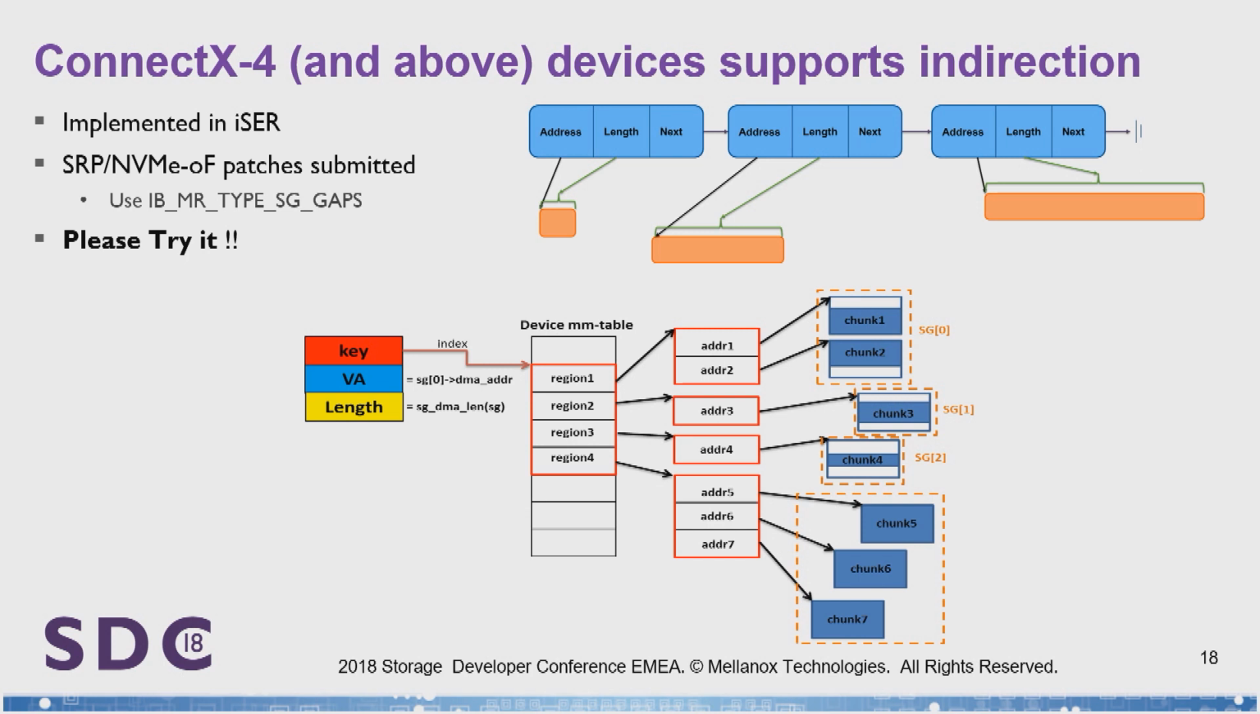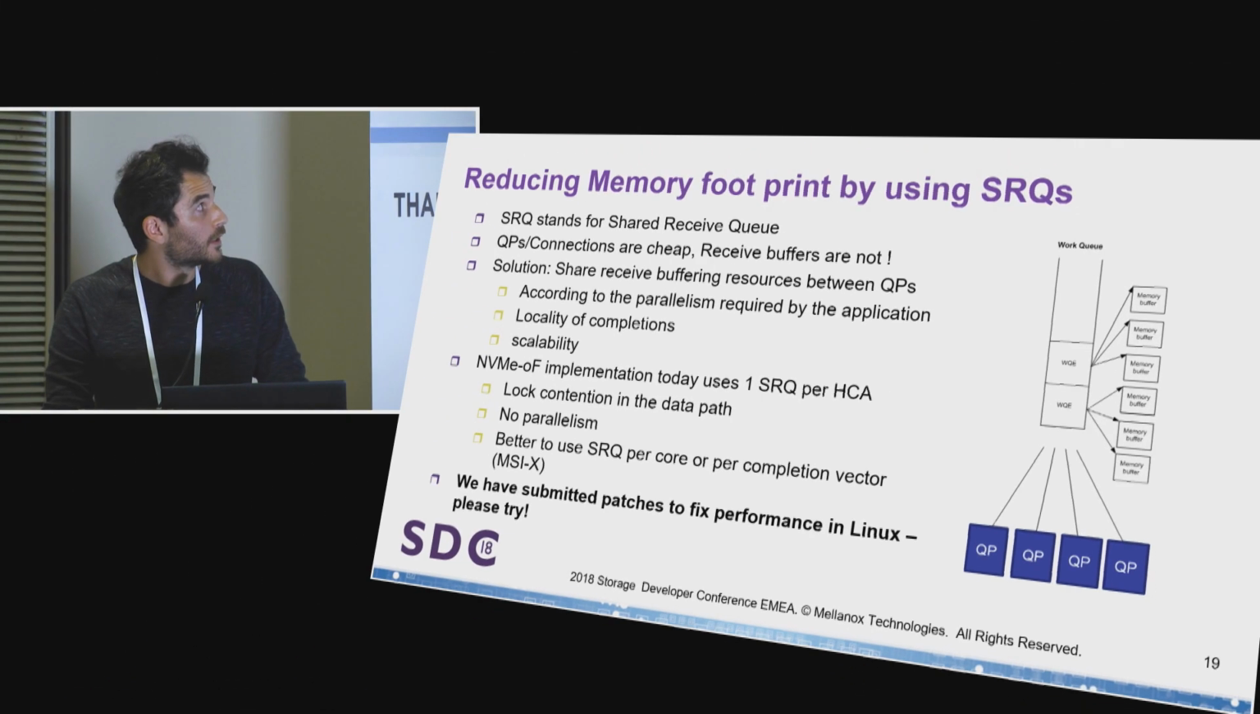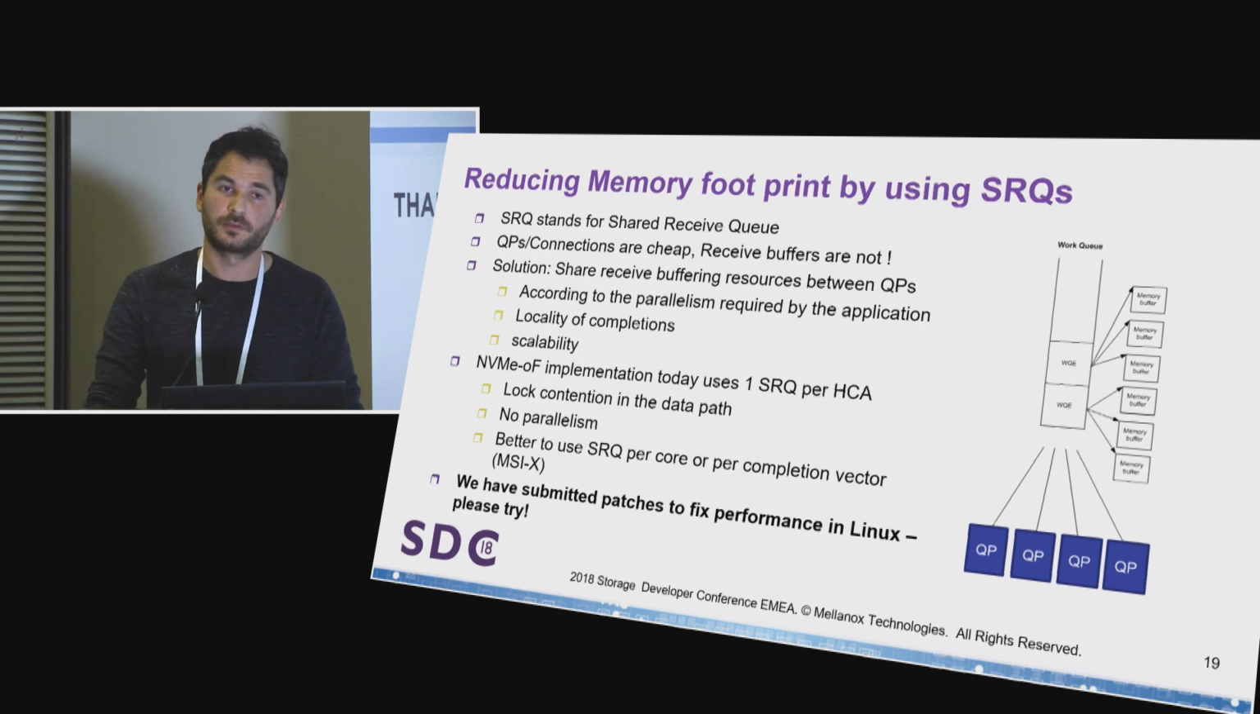So we have hardware that can map and register indirect buffers. We also implemented it in the Linux kernel. We have an implementation in iSER and also in SRP and NVMe fabrics. We submitted the patches for NVMe and SRP, and I hope they will also be pulled soon. So please try it.